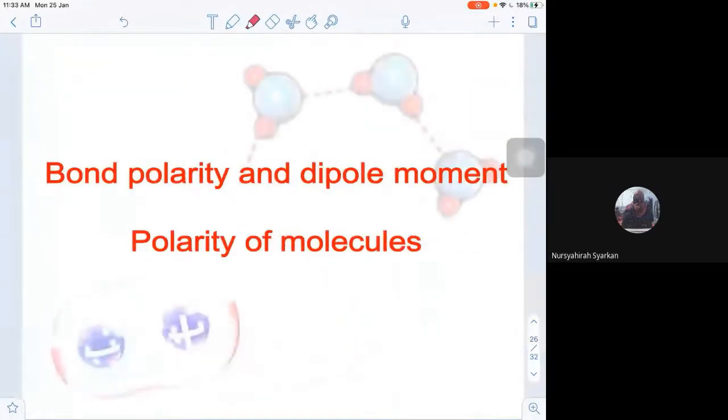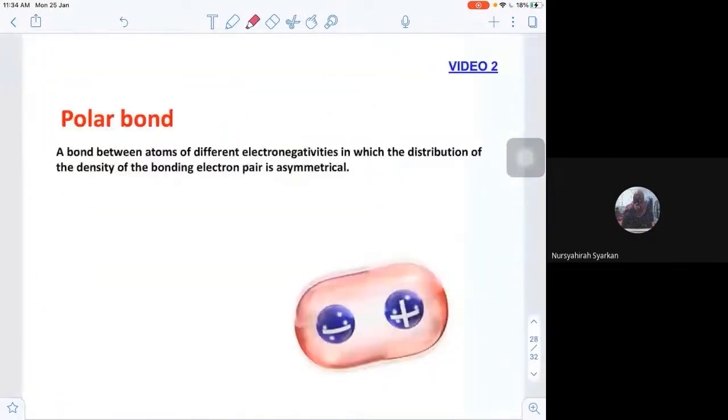Okay, and then the last property of the covalent bond is the bond polarity. Only up to this point, bond polarity. The dipole moment and polarity of the molecule we'll discuss after this. But this is the last property of the covalent bond. Okay, what is the polar bond?